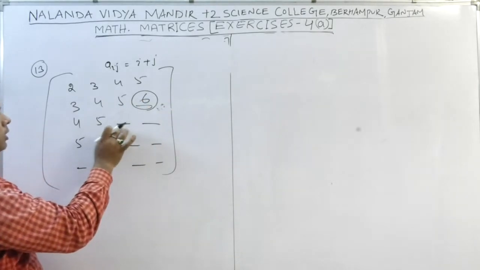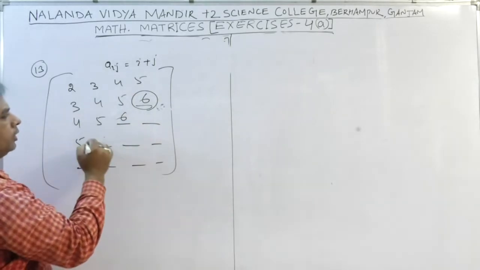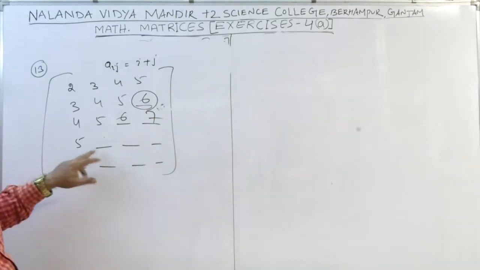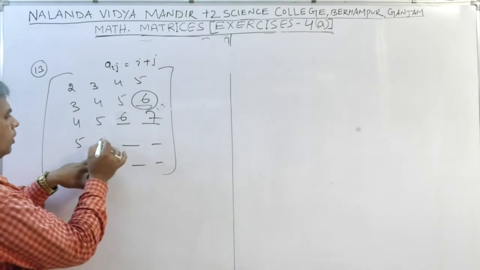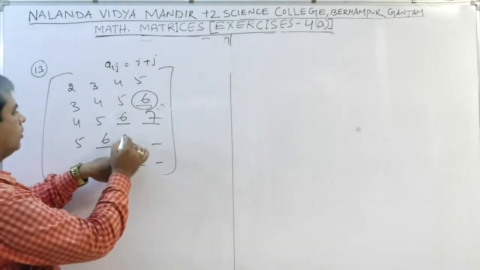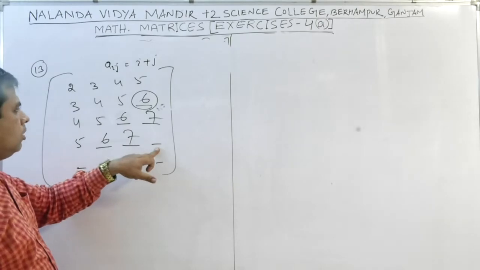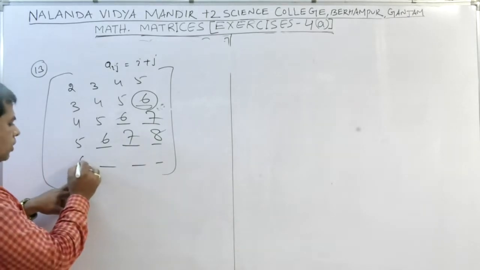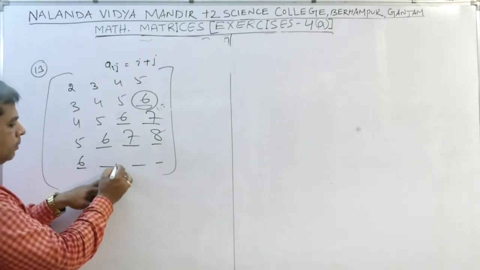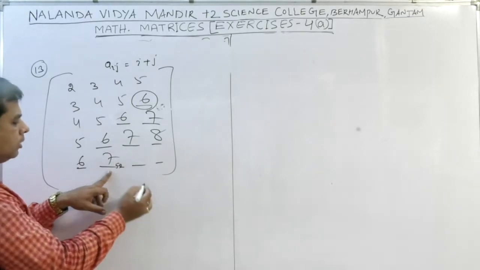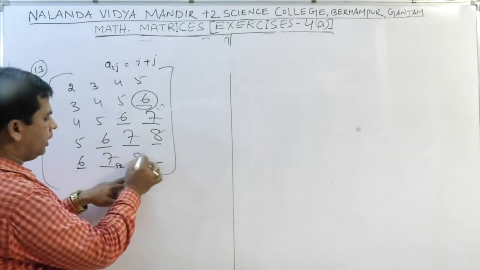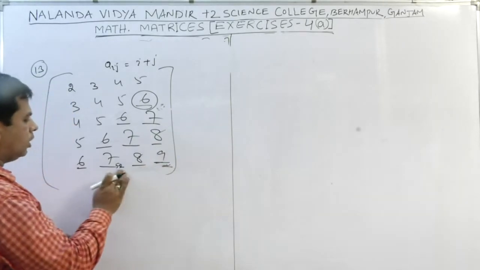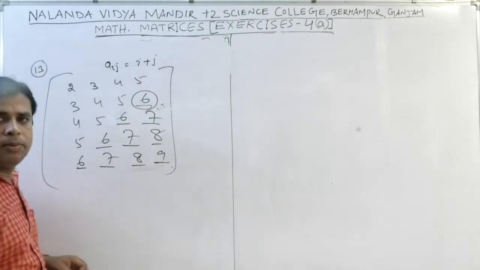In the same way, this is our third row, third column. Therefore, we can write 6. This is our third row, fourth column, 3 plus 4, 7. This is our fourth row, second column, 4 plus 2, 6. Fourth row, third column, 4 plus 3, 7. Fourth row, fourth column, 4 plus 4, 8. This is our 1, 2, 3, 4, 5. Fifth row, first column, 5 plus 1, 6. This is our fifth row, second column, 5 plus 2, 7. This is our fifth row, third column, 5 plus 3, 8. This is our fifth row, fourth column, 5 plus 4, 9. In this way, we can fill all the elements of this matrix.